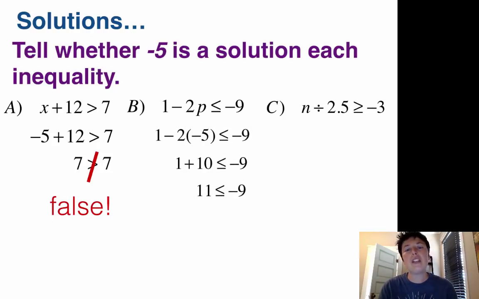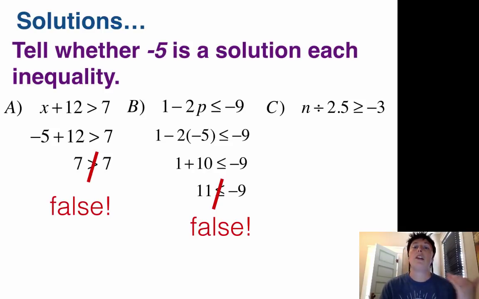We'll put negative 5 in. Now we got to do our order of operations. We're going to multiply first. 2 times 5 is 10. The negative makes a plus 10. It makes it positive. And 1 plus 10 is 11. So 11 is less than or equal to negative 9. Again, think about it. Is 11 less than negative 9? I don't think so. That's another false. So it didn't work on that one either. Not a solution. Try the last one.